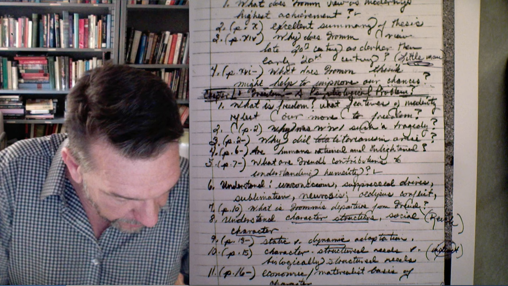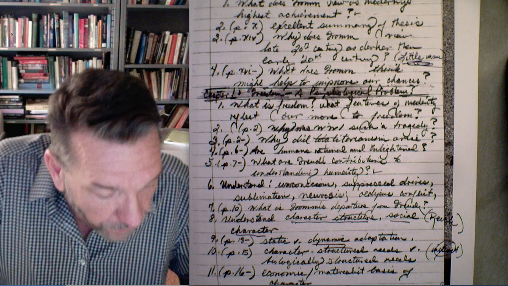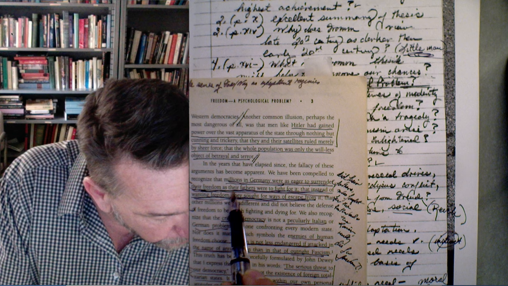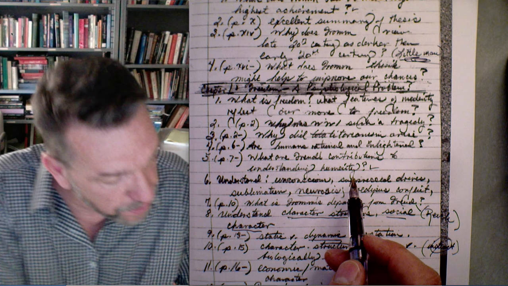Then let's go on. Why did totalitarianism arise? Also on pages two and three, it had to do again with, he claims, that people were uncomfortable, right? Millions of Germans were eager to surrender their freedom as their fathers were to fight for it, that instead of wanting freedom, they sought ways of escaping it because of the problems of the economy and of living a kind of self-determined life. Okay. So, again, the burdens of freedom were too great and people sought to get rid of it.